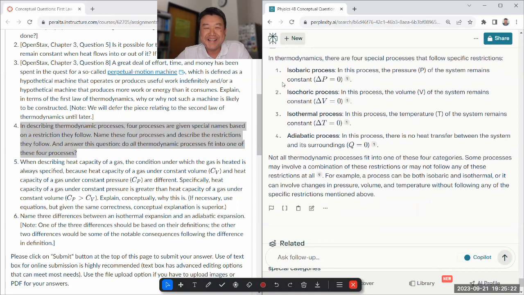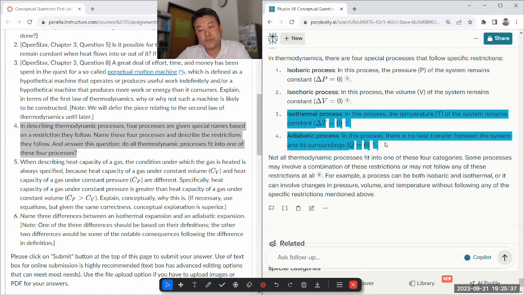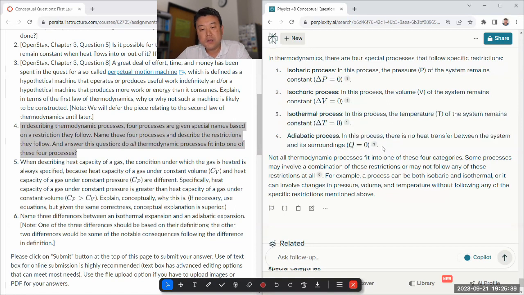I don't like that. So in thermodynamics, there are four special processes: isobaric, constant pressure; isochoric, constant volume; isothermal, constant temperature, right? Adiabatic, no heat transfer. And these two are most often confused. A lot of times people talk about an isothermal process as though there is no heat transfer, even though in order to make this happen, there must be heat transfer, and they forget about adiabatic processes. So make sure you don't confuse these two. Some processes in combination, right?